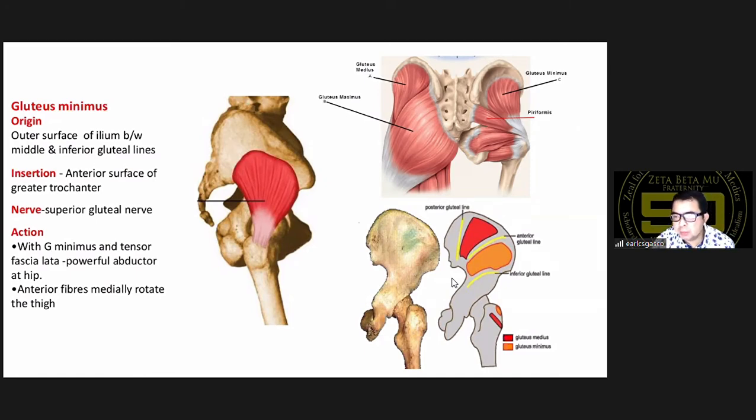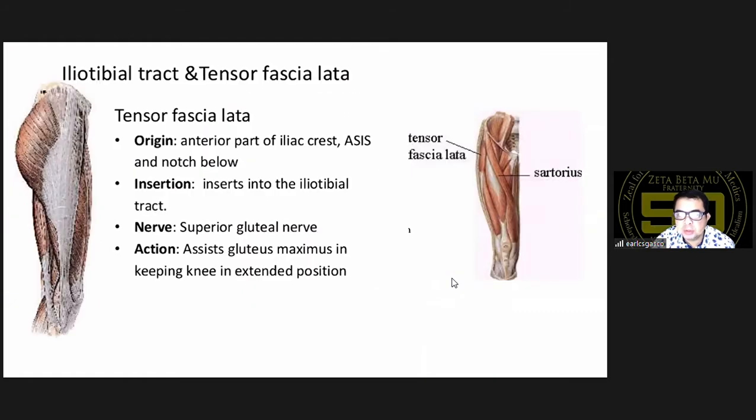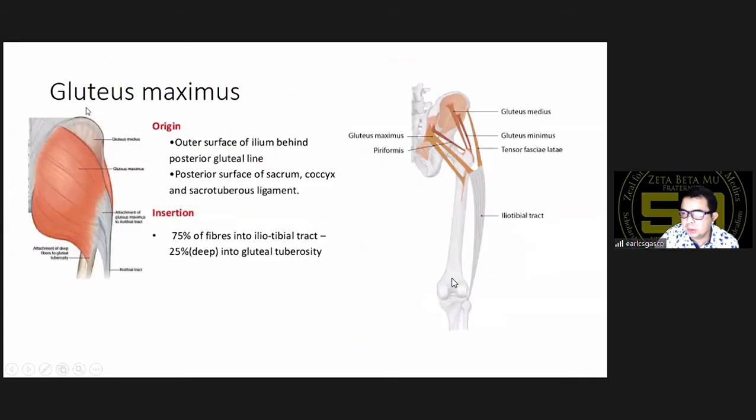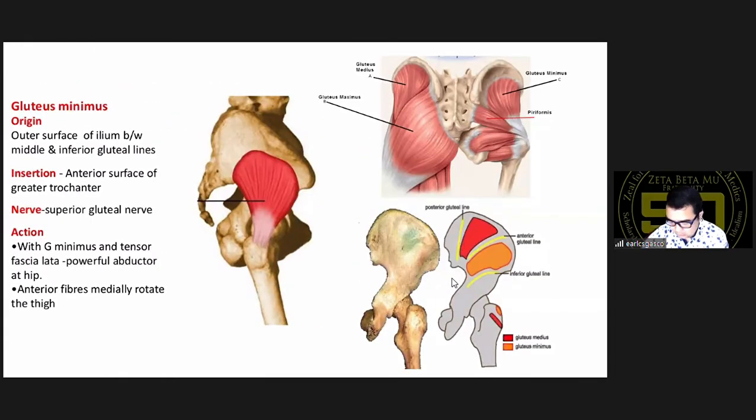Done with the glutei muscles. Next, we come to the tensor fascia lata and the iliotibial tract. This is your iliotibial tract. I'll show you. This is your tensor fascia lata, and this is your iliotibial tract.